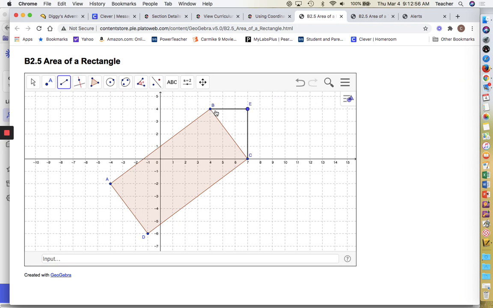Oh, look what I've got, you guys. I've got a 3, 4. So what does that mean that slanted side is for a 3, 4 what triangle? It's a 3, 4, 5 triangle. So BC is a 5. That means my height is 5.